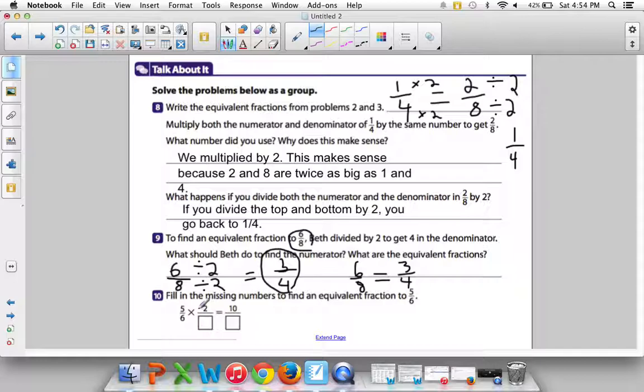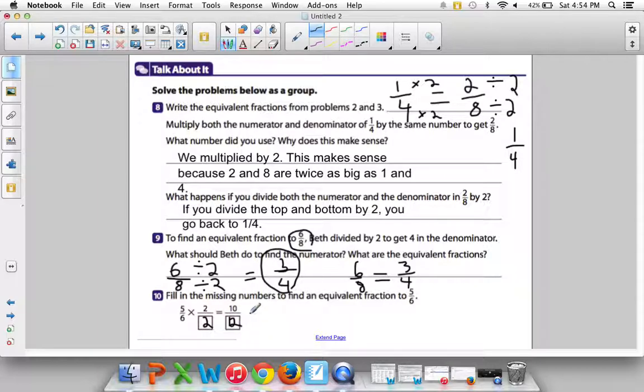So whatever you do on the top, you must also do on the bottom. So if they're multiplying the top by 2, they've got to multiply the bottom by 2. And then you do 6 times 2 equals, what's 6 times 2? 12. And just like that, we've made an equivalent fraction.